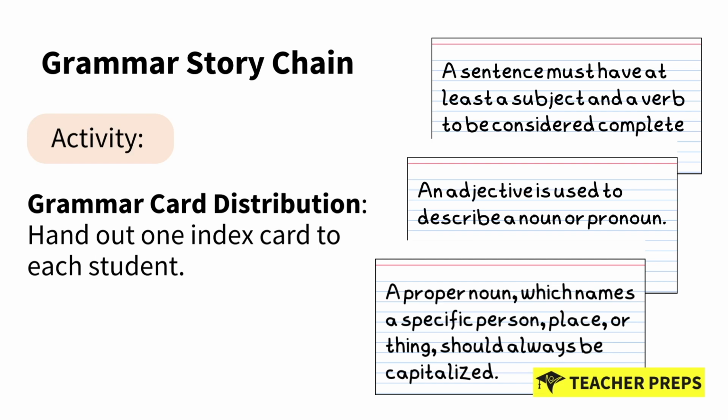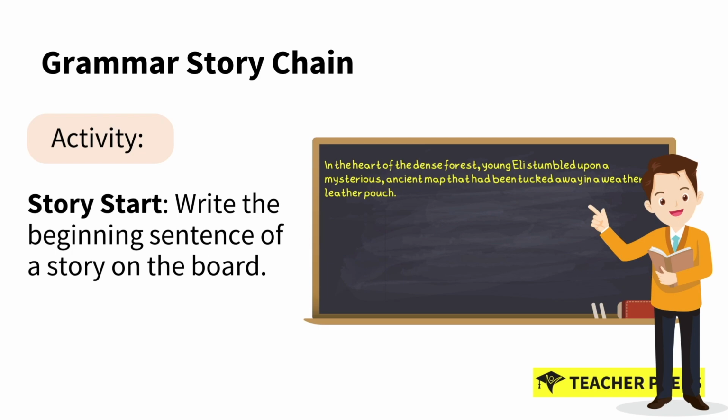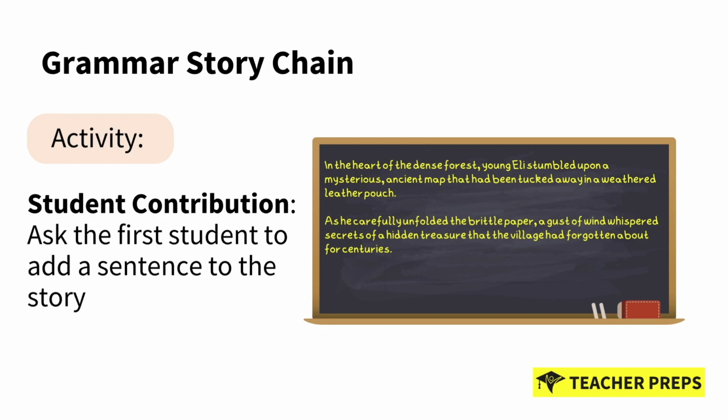Next, hand out one index card for each student. This card will have a specific grammar rule or English writing convention that they must adhere to in their writing. They shouldn't reveal the rule to their friends sitting next to them. And then start the story. Write the beginning sentence of a story on the board. It should be open-ended to allow for various directions in the narrative. Then ask the first student to add a sentence to the story, ensuring that they adhere to the grammar rule on their picked card. Move on to the next student to continue the story, and so on and so forth.